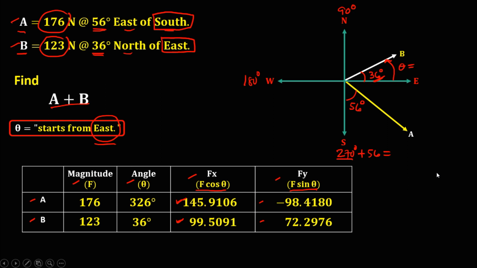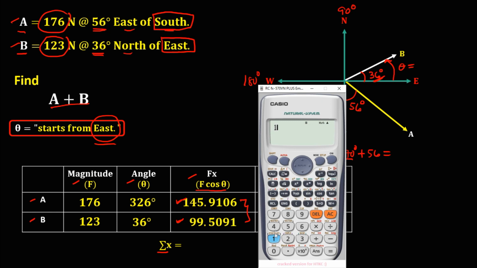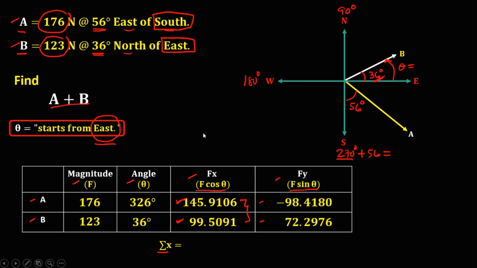72.2976. Then this time we need to find the summation of x, so just add all these numbers. So that's 145.9106 plus 99.5091 equals 245.4197. So this is now the summation of x.